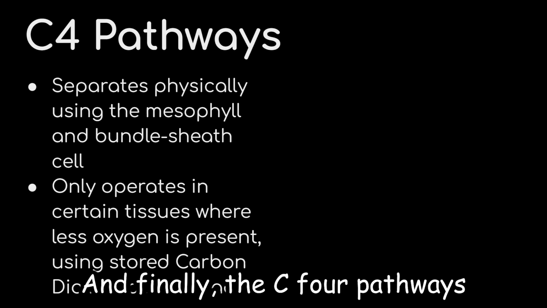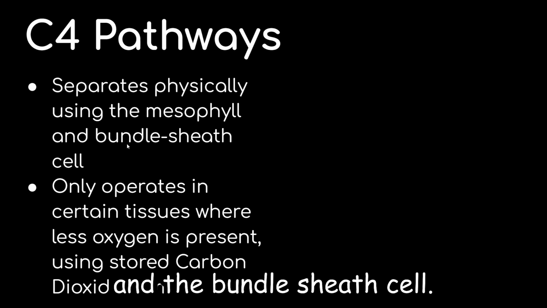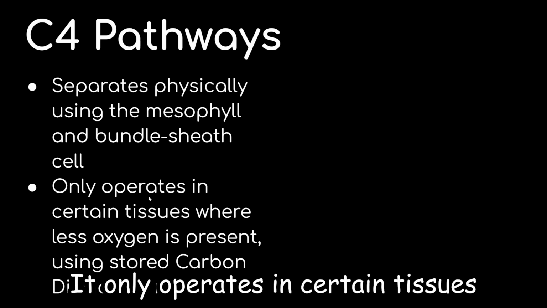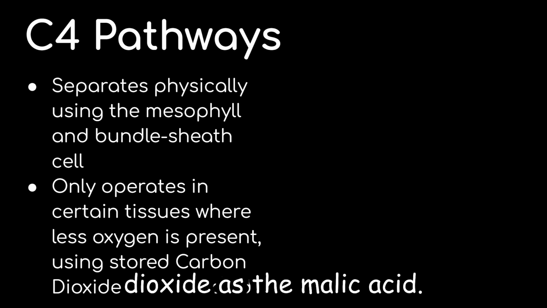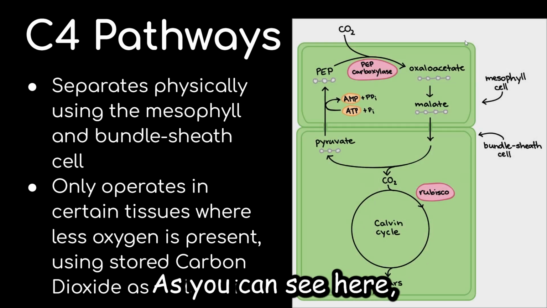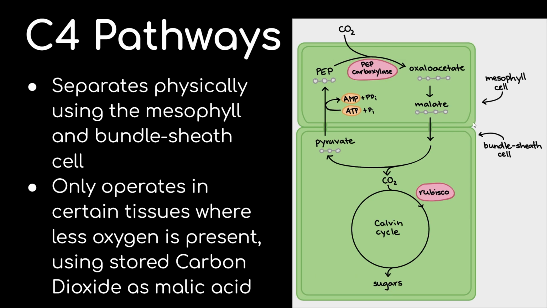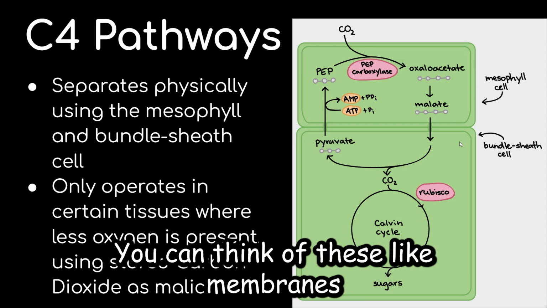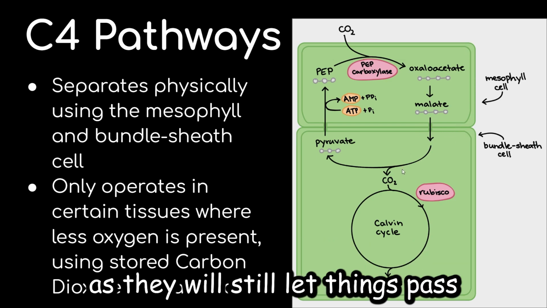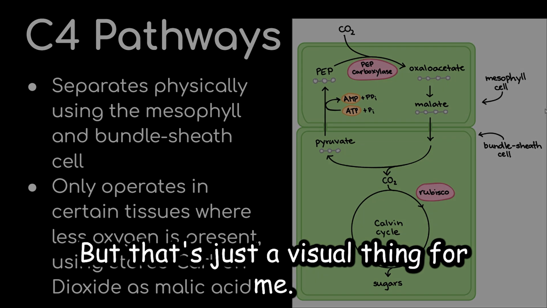And finally, the C4 pathway physically separates the mesophyll and the bundle sheath cell. It only operates in certain tissues where less oxygen is present, using stored carbon dioxide as malic acid. As you can see here, it isn't separated by a temporal cycle, it's just physically separated by these cells. You can think of these like membranes, as they will still let things pass, unlike cell walls, but that's just a visual thing for me.